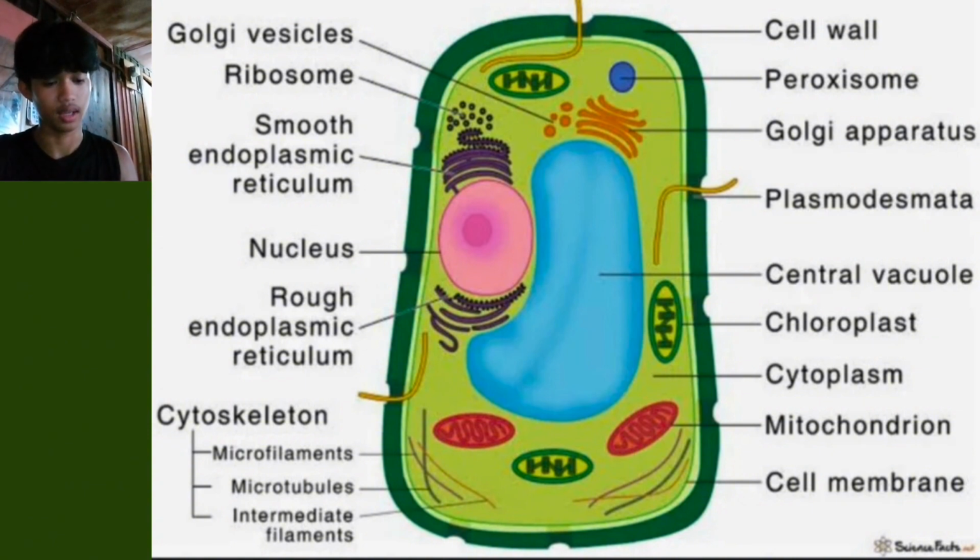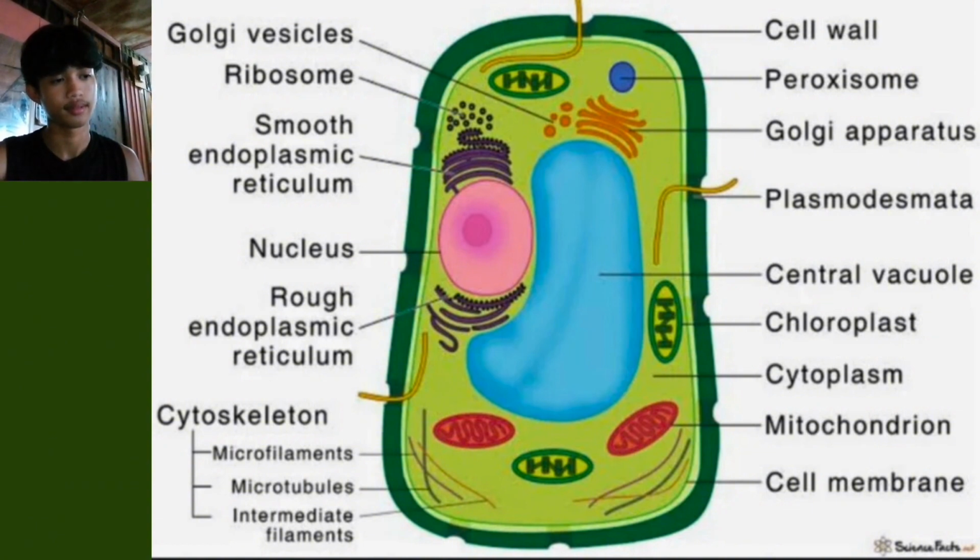Next, we have plasmodesmata. I'm not sure if that is the correct pronunciation. Plasmodesmata are microscopic channels that traverse the cell walls of plant cells, facilitating direct communication and exchange of materials between adjacent cells.